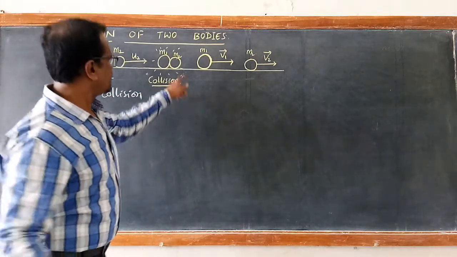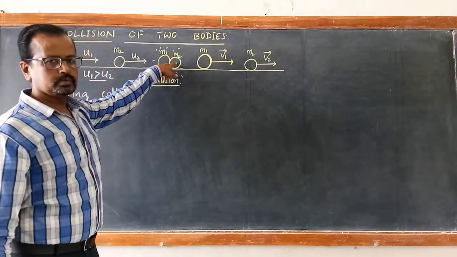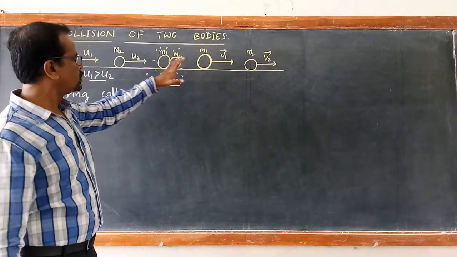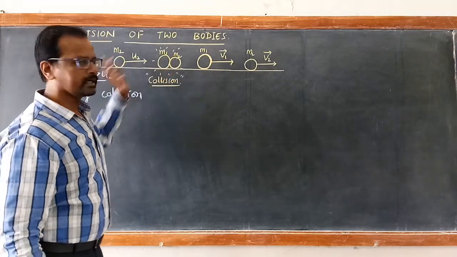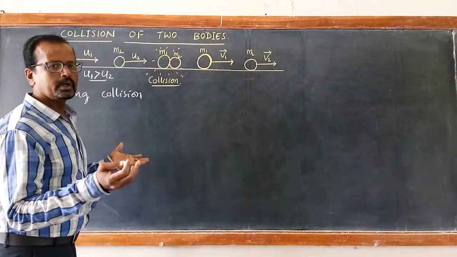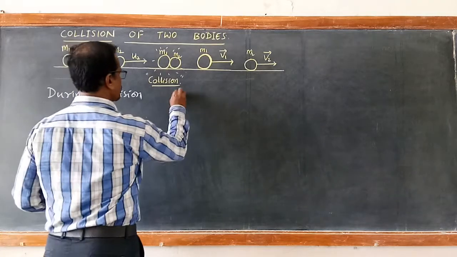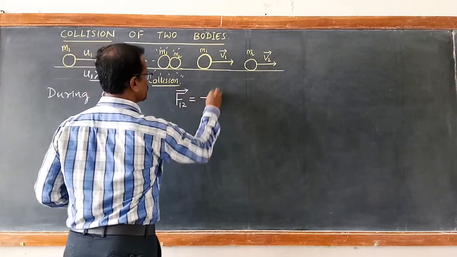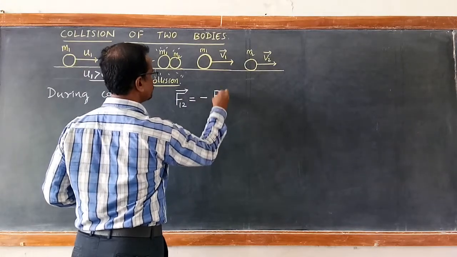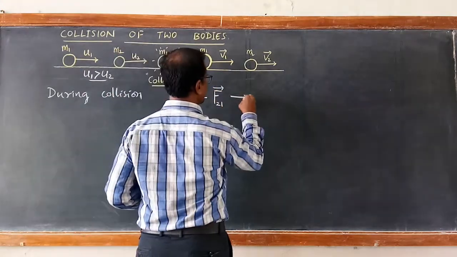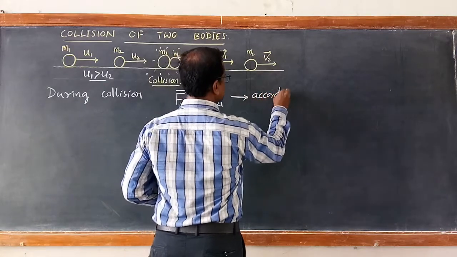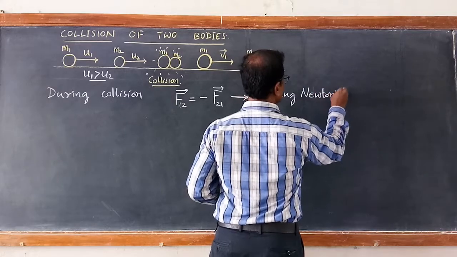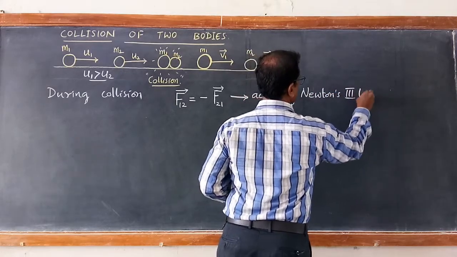During collision, the force exerted on one due to two is equal and opposite to the force exerted on two due to one. This is what is called Newton's third law. Force exerted on one due to two is equal and opposite to force exerted on two due to one. This is according to Newton's third law of motion.